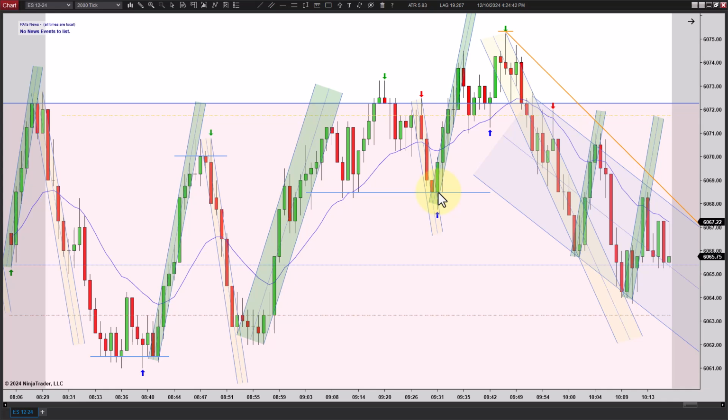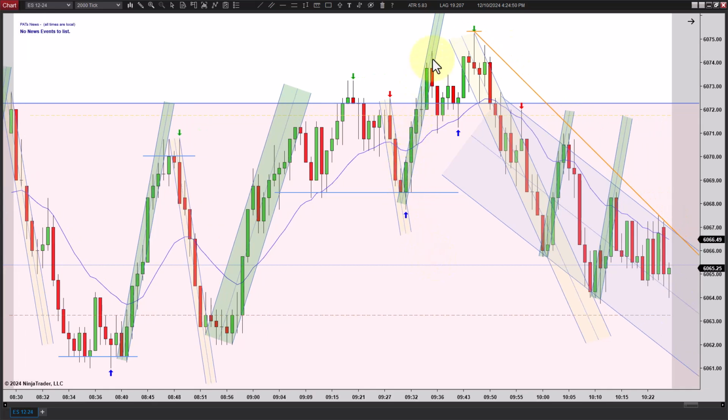And then you get another test here with a good signal bar. I like going long there again. And once again, we shoot up and we make a new high here.